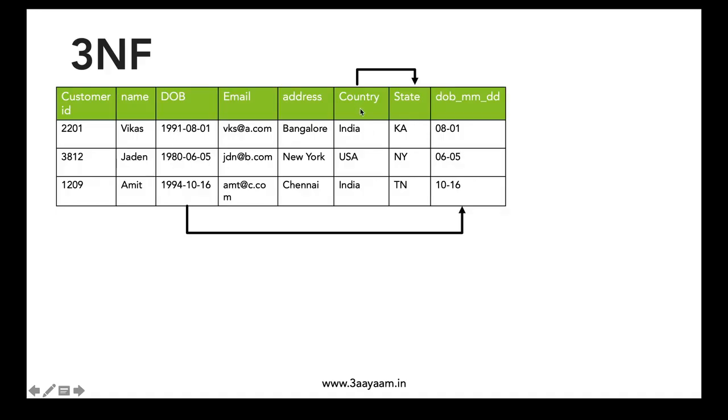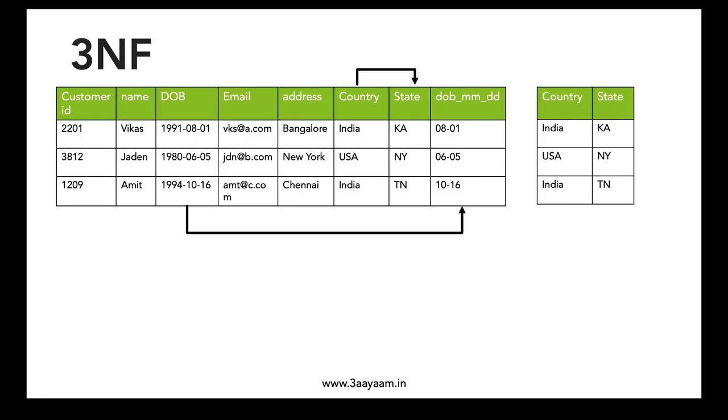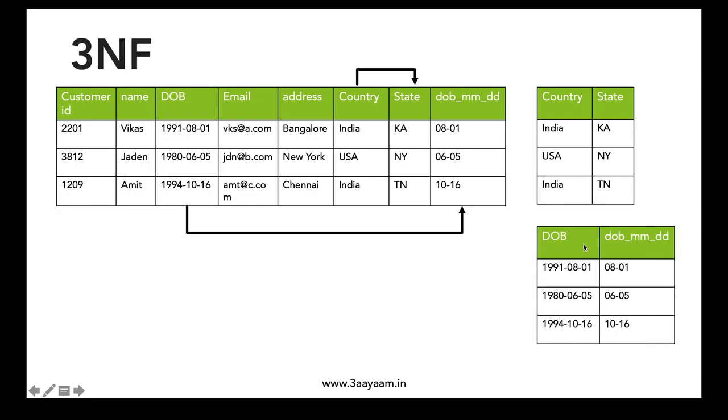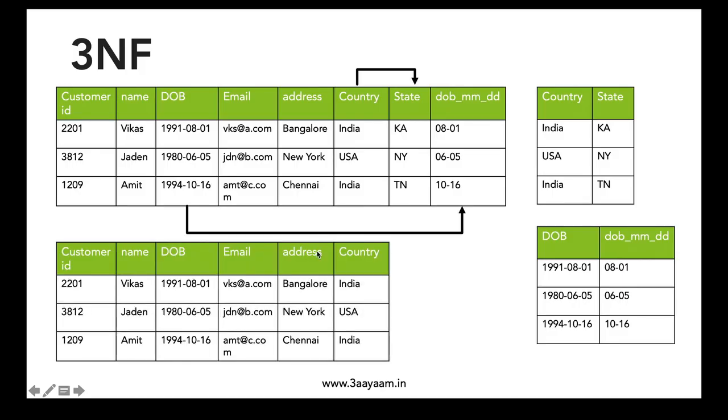So this table is not in third normal form because 3NF says that no non-key attribute should be dependent on any other non-key attribute. The state column and the DOB_MM_DD column are violating that. They are violating the third normal form definition. So what do you have to do? You'll have to create a separate table for country and state, and a separate table for DOB and DOB MMDD. And we'll have to, of course, remove these columns like state and DOB MMDD and put only customer ID, customer name, DOB, email address, country in this table. And this would be the separate table.